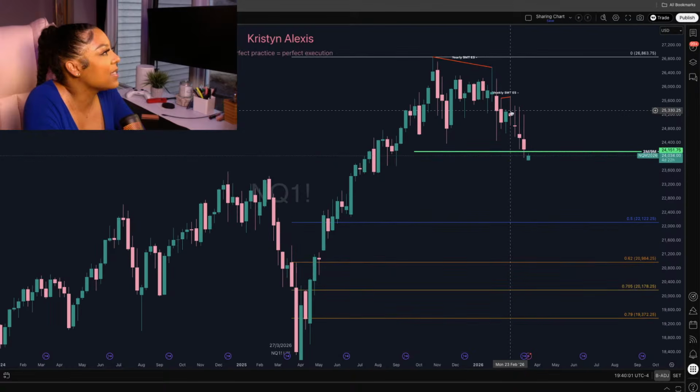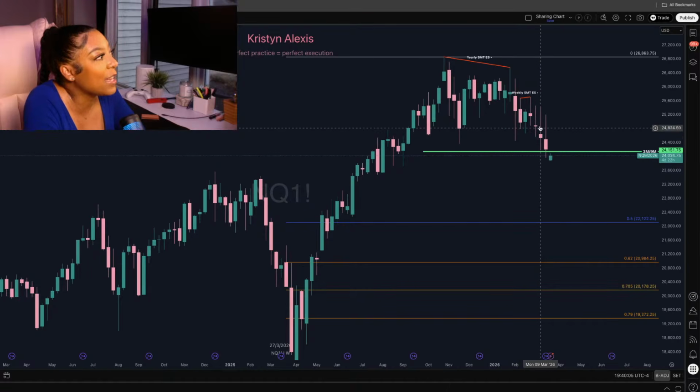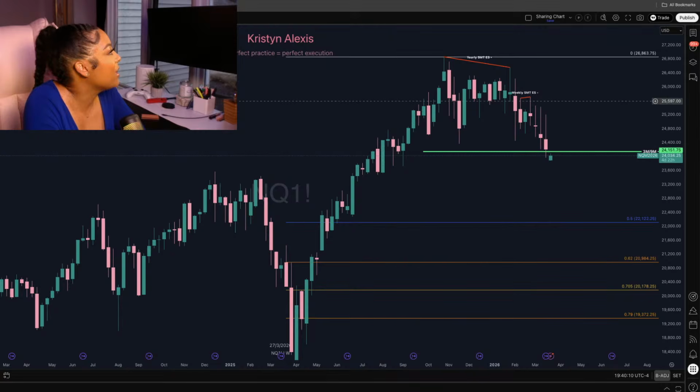Look at these wicks. That's so bearish. This is the weekly. It's been trying to get back up. Just reject, reject, reject. And now we're below these candles.